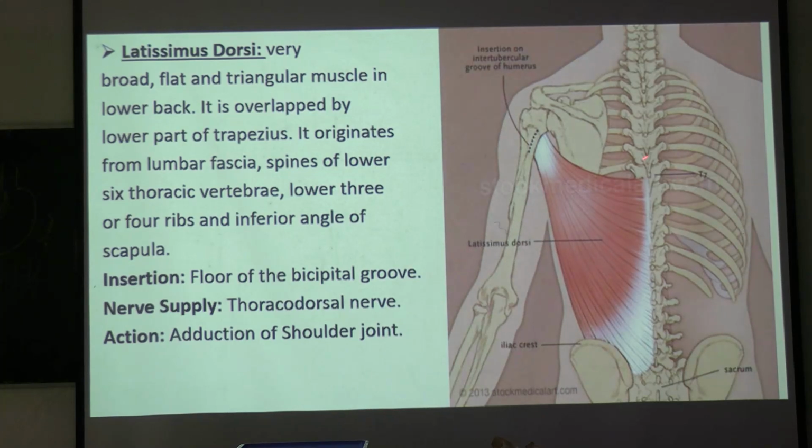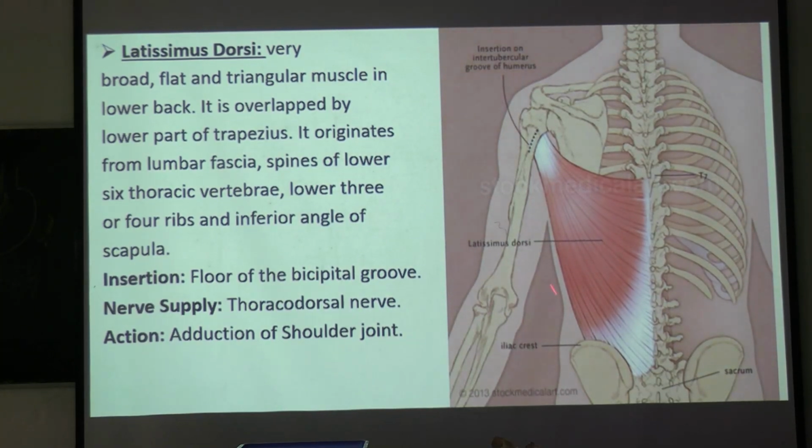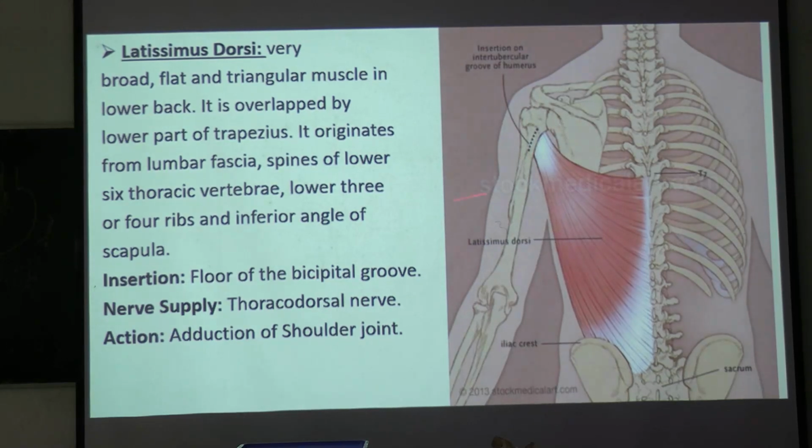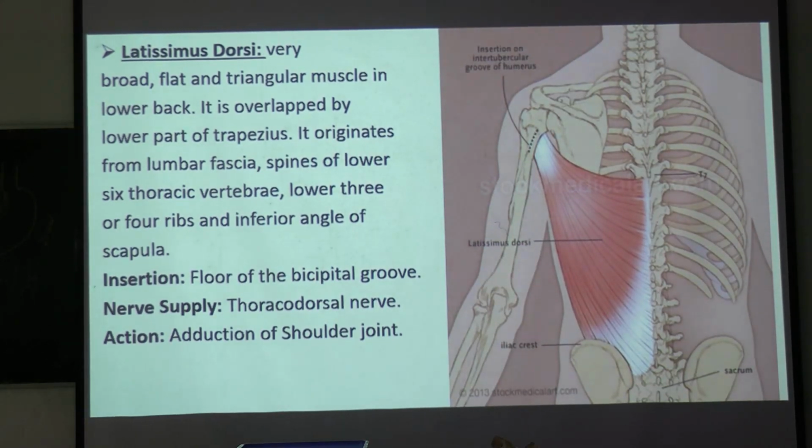Next is latissimus dorsi. See, this one is the latissimus dorsi muscle. So it is a very broad, flat and triangular muscle in the lower back, overlapped by the lower part of the trapezius, and it originates from the lumbar fascia. Here lies the lumbar fascia, deeper plane, spines of the lower 6 thoracic vertebrae, lower 3 or 4 ribs, and inferior angle of scapula. Here is the inferior angle of scapula.